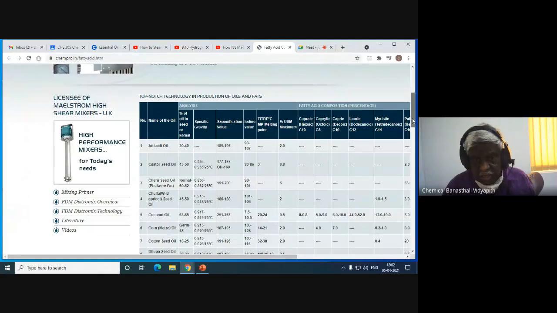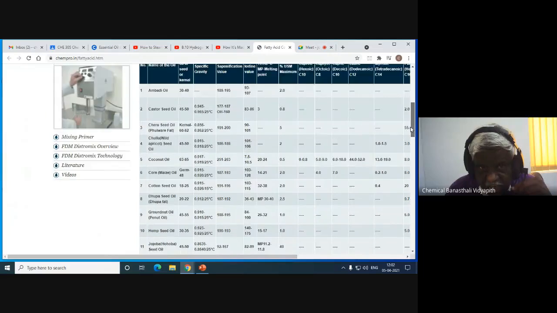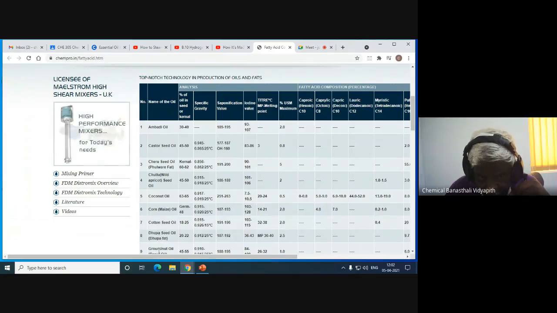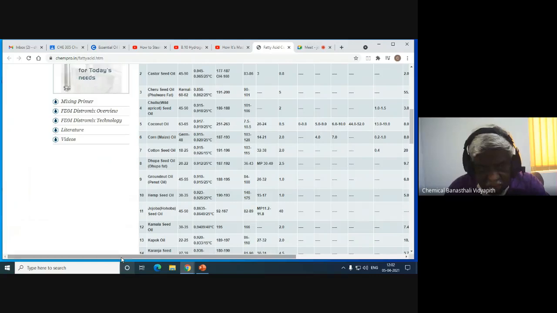Are you able to see this table? Yes, sir. You see here all the names of oils are given: coconut oil, corn oil, cottonseed oil, dupa fat oil, groundnut oil. All these oils are listed here.